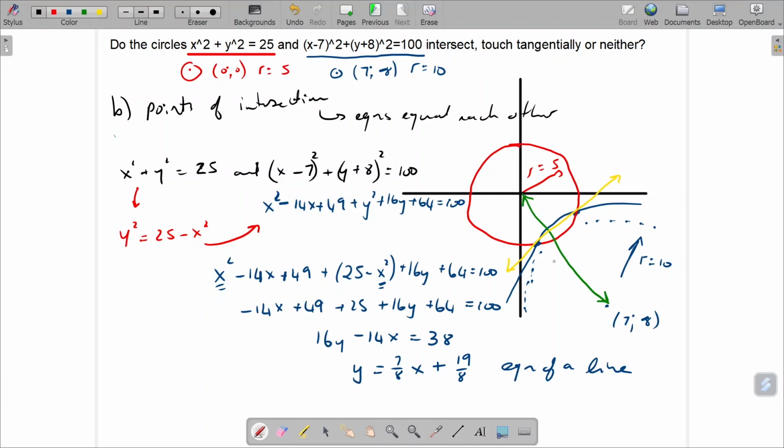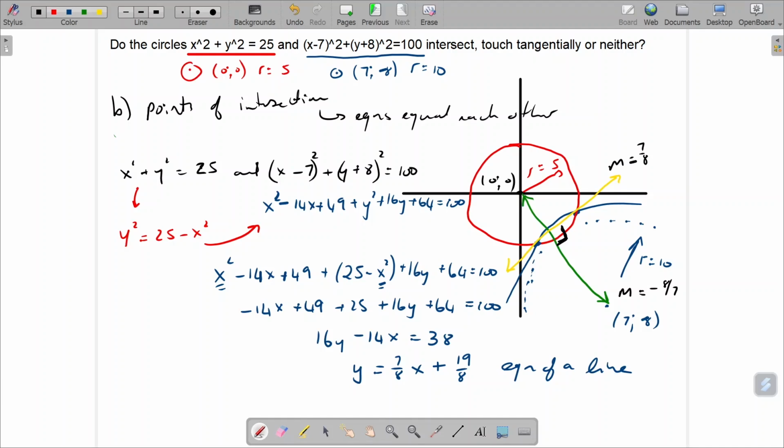And for those of you who think about it, this line is going to be perpendicular to the line that joins the circle centers. Given that this point here was 0, 0, and the other circle center was at 7, minus 8, we would see that the gradient of this green line was going to be minus 8 over 7. So it's no surprise that the gradient of the yellow line is 7 over 8, perpendicular to it.